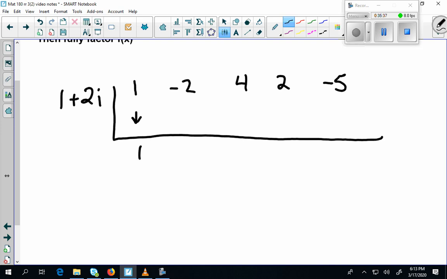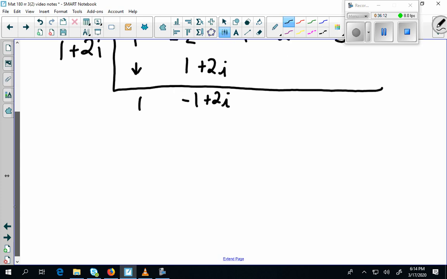Now we multiply. 1 times 1 plus 2i is 1 plus 2i. And then you remember when we did those complex numbers, we just added real to real, imaginary to imaginary. So -2 plus 1 is -1. And then that plus 2i stays. Now it gets a little harder because when I multiply, I have to be sure that I'm doing my FOIL, right?